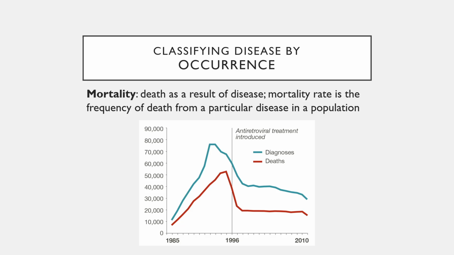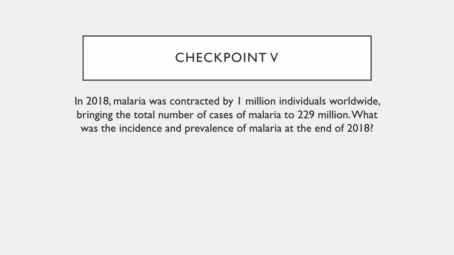In this checkpoint, we're going to look at some statistics about malaria infection. In 2018, malaria was contracted by 1 million individuals worldwide, which brought the total number of cases of malaria up to 229 million active ongoing cases. So what was the incidence and what was the prevalence of malaria at the end of 2018?